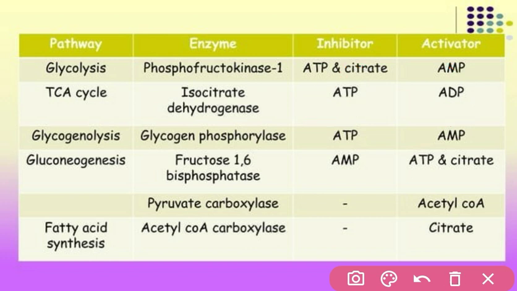Third example, the enzyme glycogen phosphorylase. Glycogen phosphorylase is one of the phosphorylase enzymes, and this enzyme catalyzes the rate limiting step in glycogenolysis in animals. The enzyme releases glucose 1 phosphate from the terminal alpha 1,4 glycosidic bonds of glycogen. The enzyme glycogen phosphorylase is inhibited by ATP and activated by AMP.